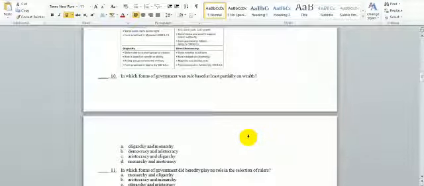Number 10. In which forms of government was rule based at least partially on wealth? Oligarchy and monarchy, democracy and aristocracy, aristocracy and oligarchy, monarchy and aristocracy. And as I told you guys, aristocracy and oligarchy are the systems of government where the elite people or the elite class of people rule the country.